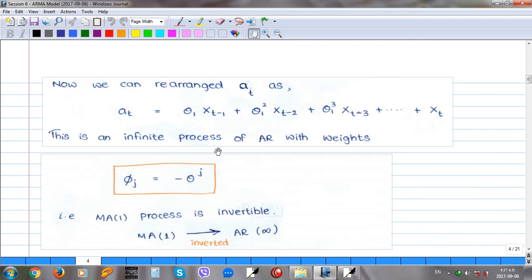Then this is an infinite AR process with weights theta 1 squared. It means that if we take a moving average 1 process, it is invertible to an autoregressive process of infinite degree, while the moving average order is 1. So that is how we can invert this process. That is called invertibility, right?